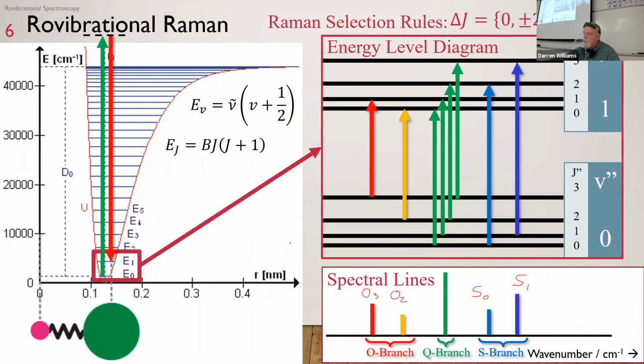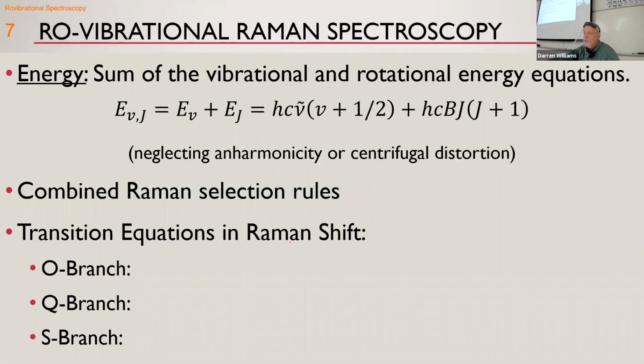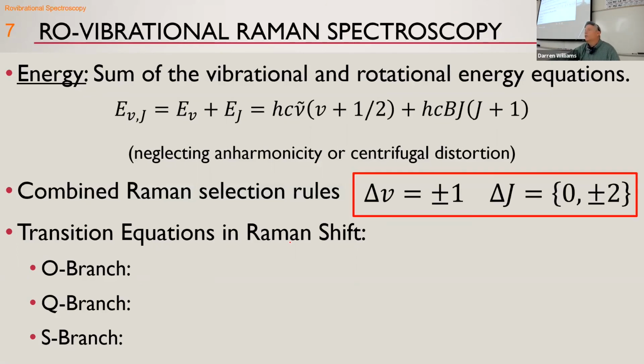I'm going to go ahead and move on so we don't run out of time. So you might not be finished writing that down. But let's jump to the math associated with the transition equation. So we still have the same energy equation. We have new selection rules. So we have delta J 0 plus or minus 2.